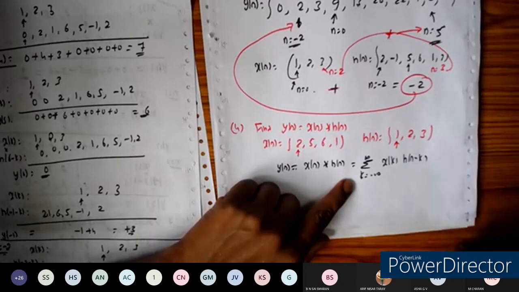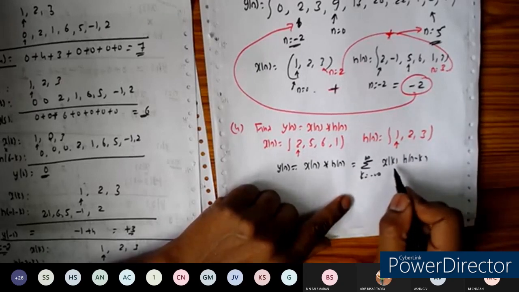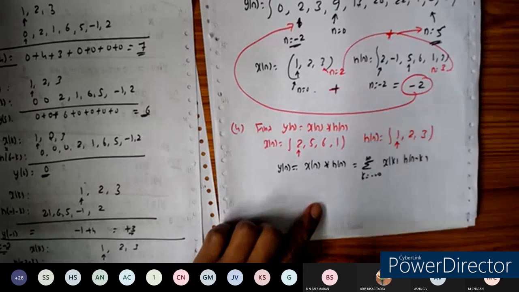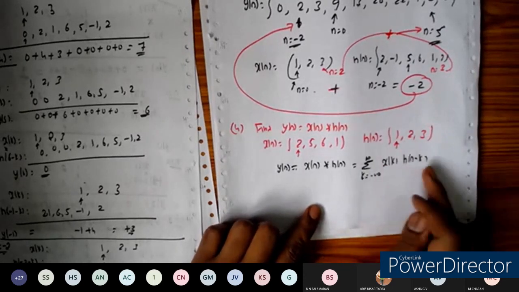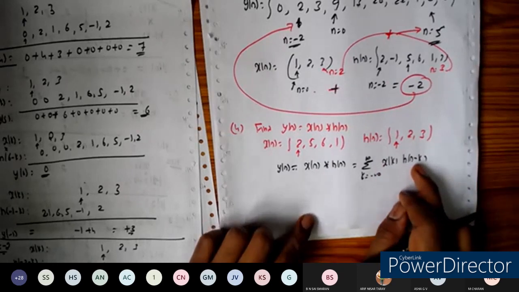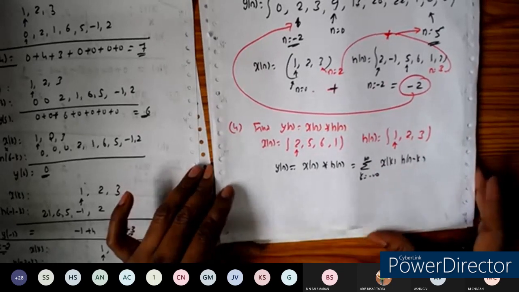n minus k. Okay, since the convolution is going to satisfy the commutative property, either you can write h of k x of n minus k also, that is also correct. That's not wrong. It is also correct here.